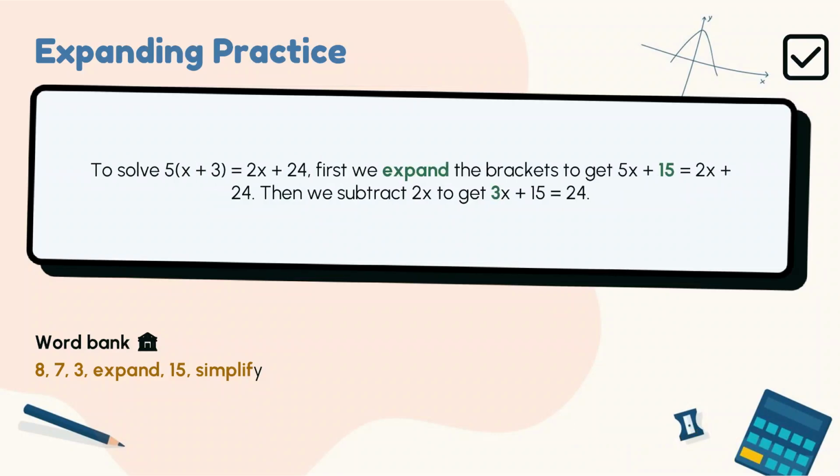The completed solution is: first, we expand the brackets. 5(x + 3) becomes 5x + 15. So the equation is 5x + 15 = 2x + 24. Then subtract 2x from both sides. That gives 3x + 15 = 24. From here, we could subtract 15 from both sides to get 3x = 9. Then divide by 3. So x = 3.